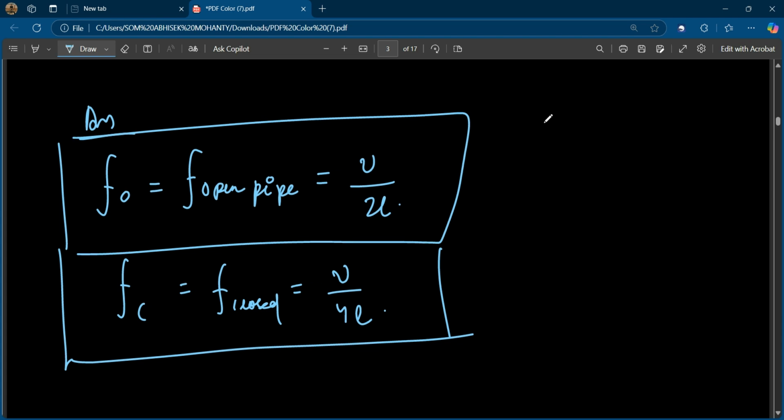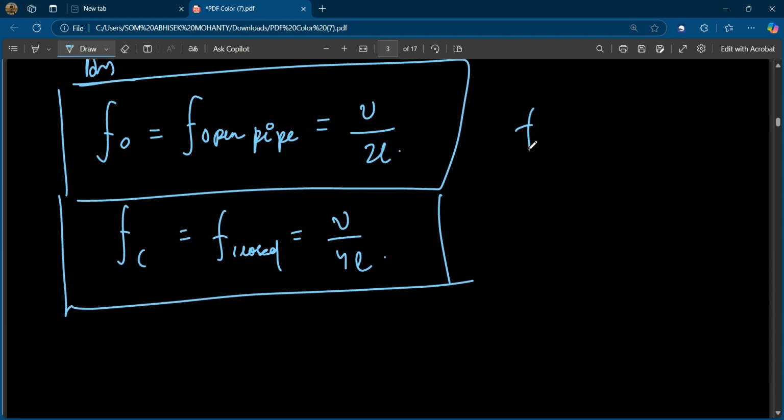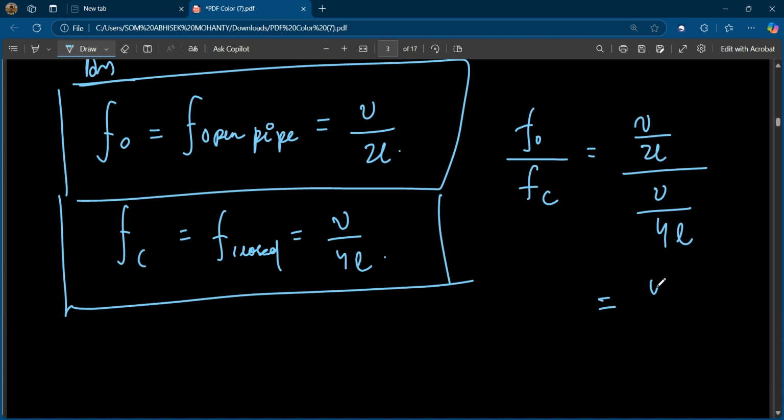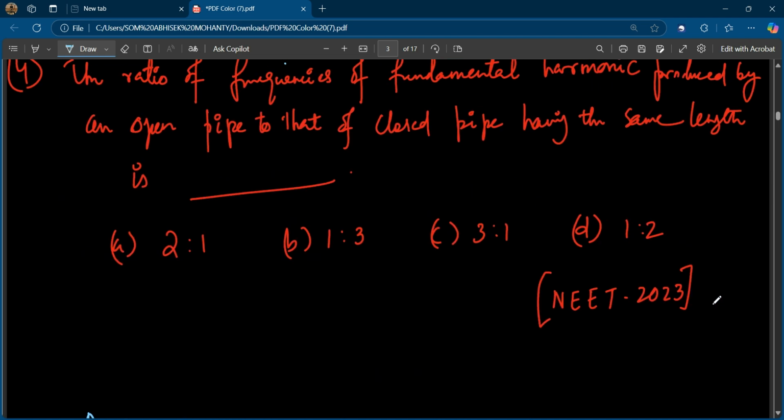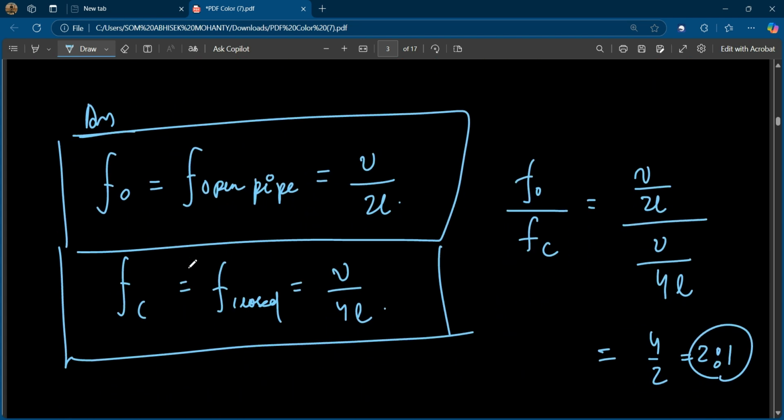So, what is the question? Ratio of open to that of closed. So F open divided by F closed. So V by 2L divided by V by 4L. I'm writing a small v, okay? This is not new, this is small v. So this is 4 is to 2, that is 2 is to 1. So the answer is 2 is to 1. For this, you need to remember the formula of open pipe and closed pipe. If open pipe is V by 2L, closed pipe is V by 4L.